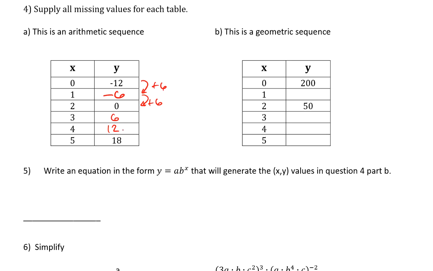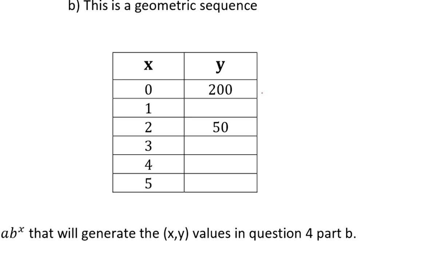B is geometric, and if I look at this, I'm at 200, and then I go to something, and then I go to 50. Well, in 2 jumps, to go from 200 to 50, I'm cutting it in half each time. So the sequence looks like this. I'm multiplying by 1/2. Multiplying by 1/2.